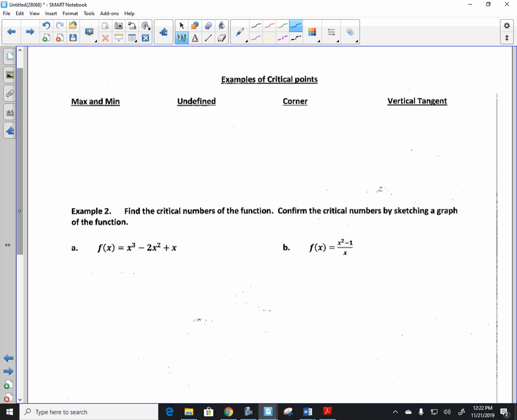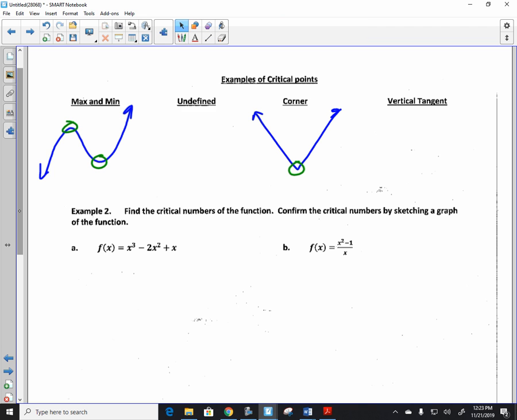So let's just review what we talked about as critical points. So we examine critical points on a graph. This type of shape, those are critical points. As I consider this type of graph, I have another critical point. And within a vertical tangent, we talked about that, I have another critical point.